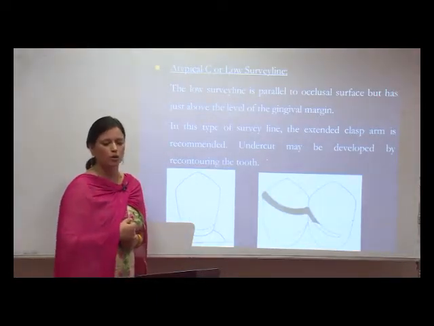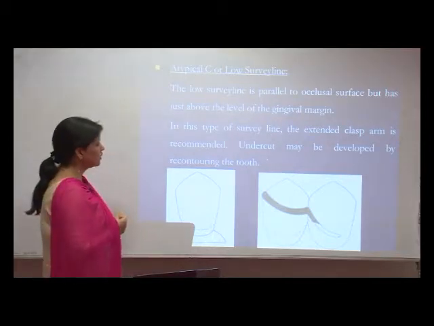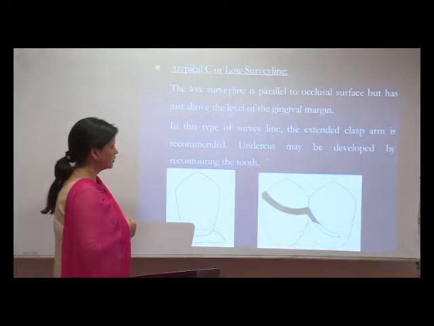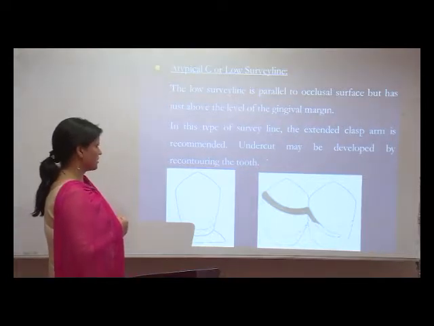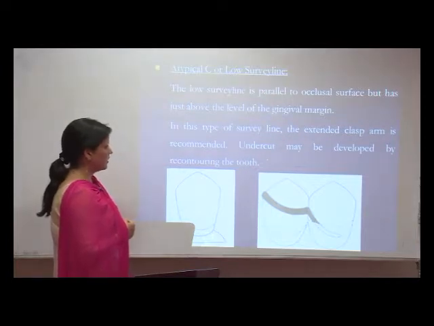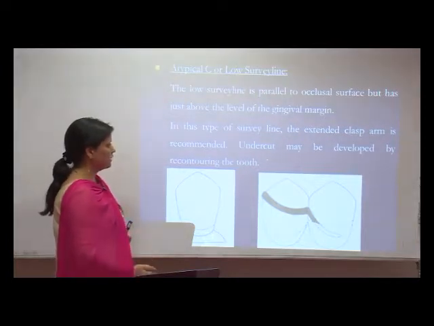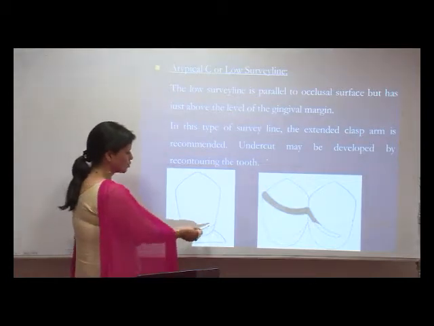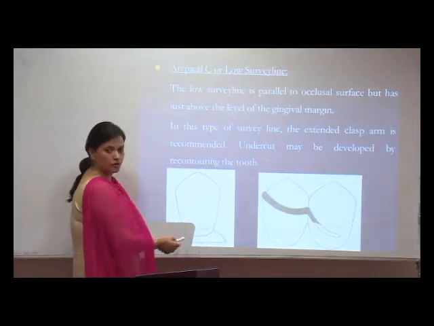Atypical C or low survey line. The low survey line is parallel to the occlusal surface but lies just above the level of the gingival margin. In this type of survey line, the extended clasp is recommended. Undercut may be developed by recontouring the tooth surface. In this case, the survey line is towards the gingival third of the tooth.